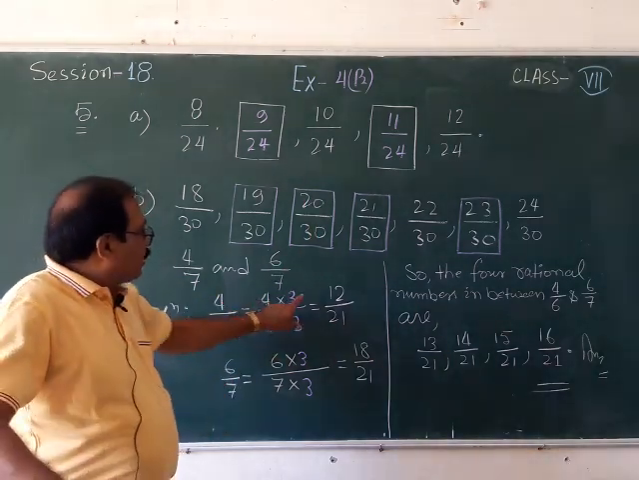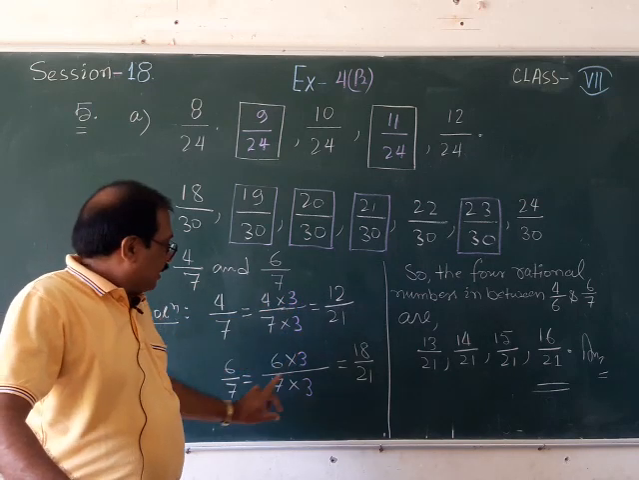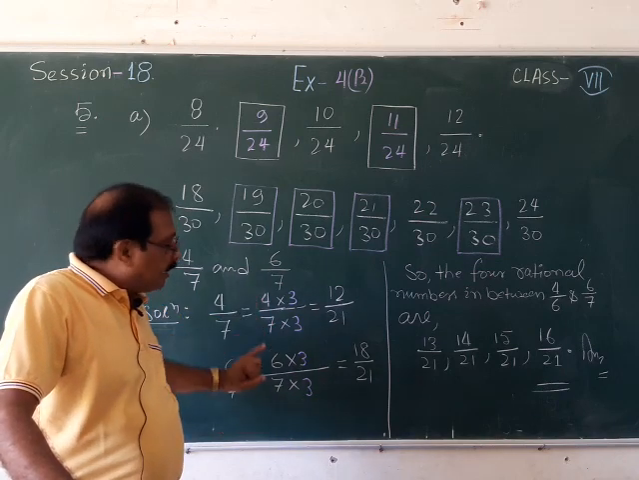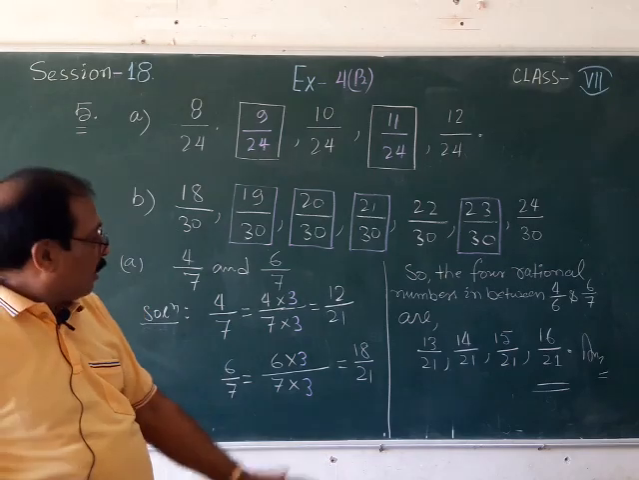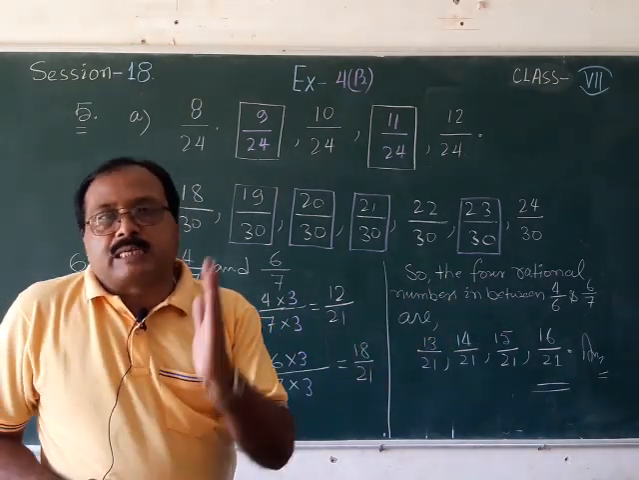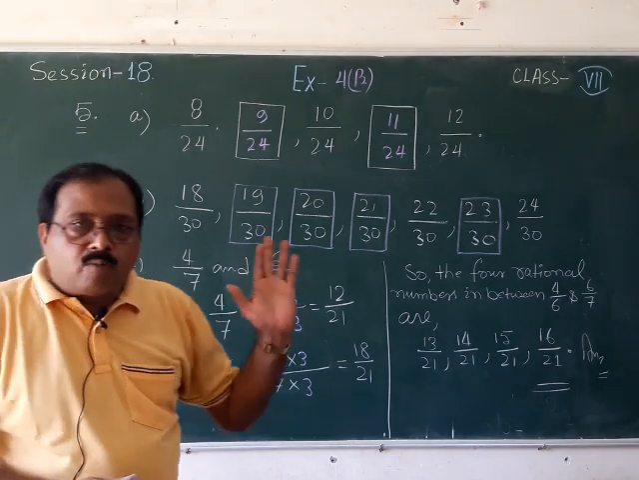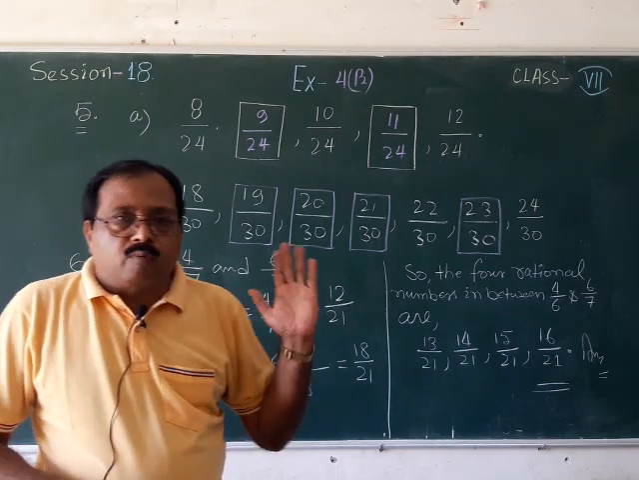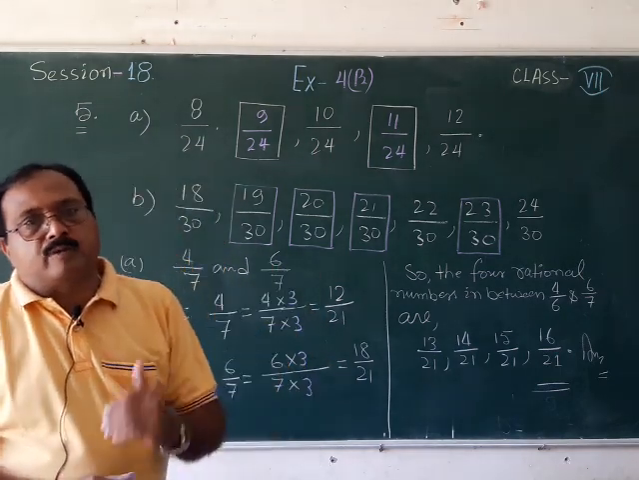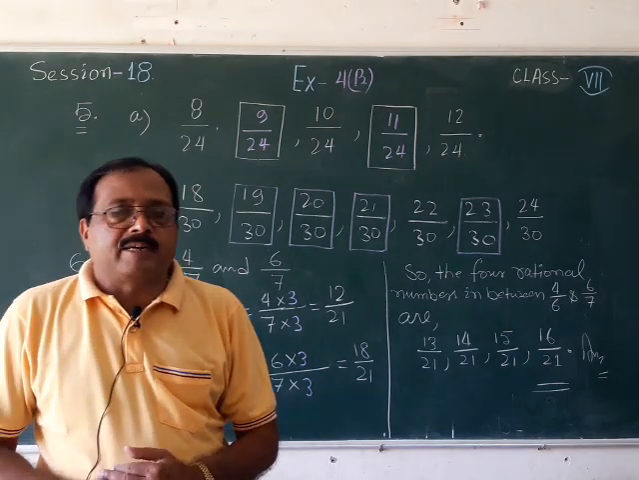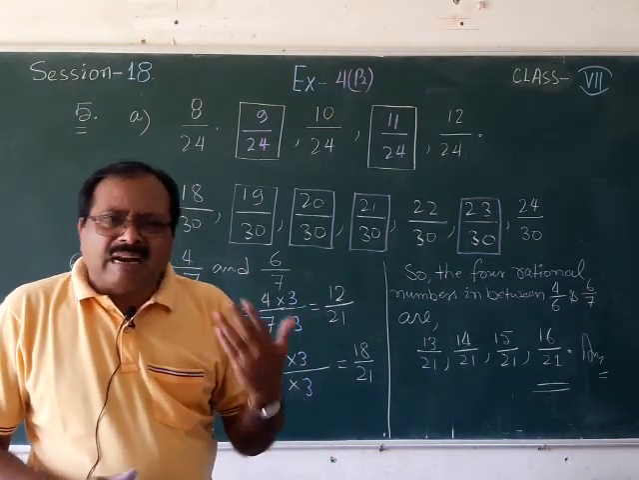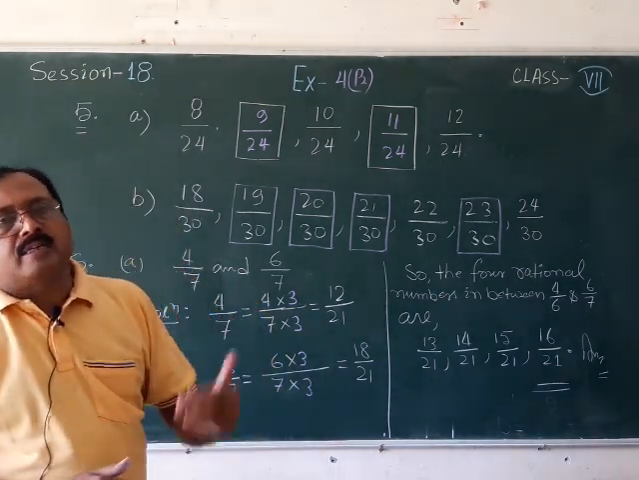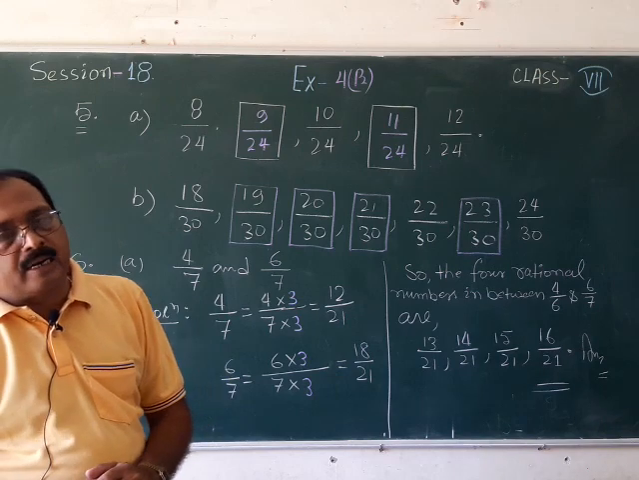Suppose 4 tens are 40, and 7 tens are 70, and 6 tens are 60, and 7 tens are 70. So between 40 and 60 you have 41 upon 70, 42 upon 70, 43 upon 70, 44 upon 70, 45 upon 70, 46 upon 70, 47 upon 70, 48 upon 70, 49 upon 70, then 50 upon 70. Like that, you have many rational numbers as per your requirement. You can write any 10 rational numbers between them.